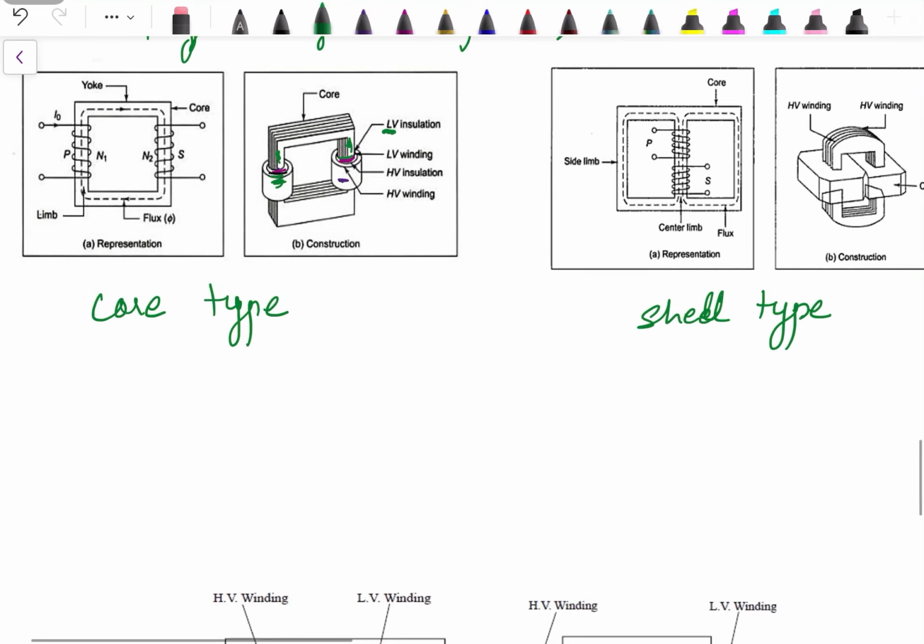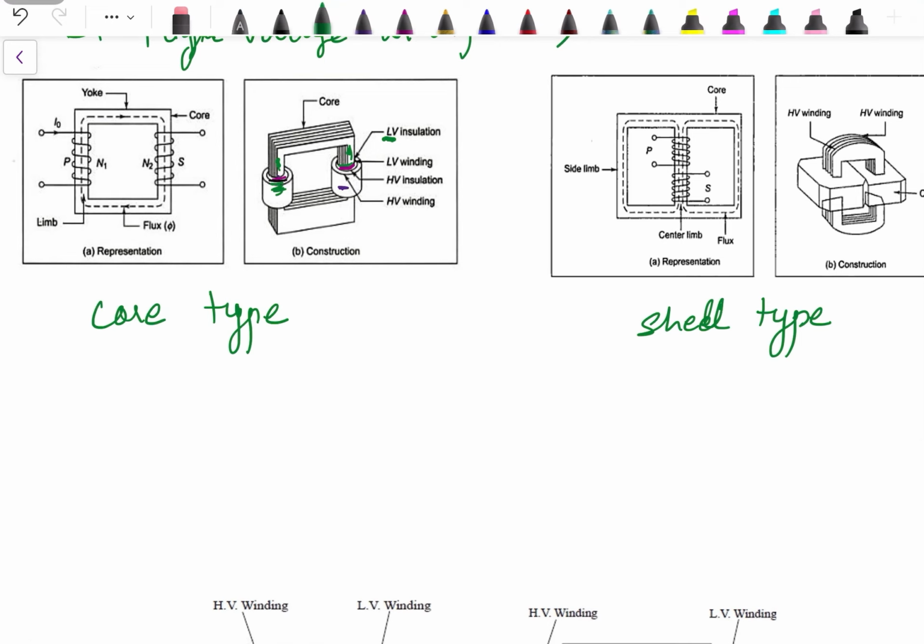So usually when we represent a core type transformer, we show that one winding is on one limb and the second winding is on the second limb. But this is not the case. From the construction point of view, half of the low voltage winding is placed on one limb and the second half of that low voltage winding is placed on the second limb. Similarly, half of the high voltage winding is placed on the first limb and another half is on the second limb.